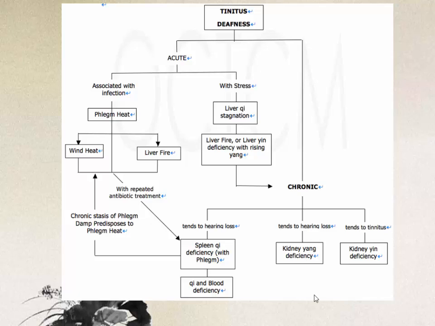Okay, when it's chronic, kidney yang deficiency tends towards hearing loss. Kidney yin deficiency tends towards tinnitus and more high-pitched tinnitus. This could be kidney and liver yin deficiency, right? Mother-son relationship, kidney nourishing the liver. Spleen deficiency with phlegm accumulation, this is internal, right, and may be related to the chronic, okay? Phlegm obstructing the orifices, yeah.